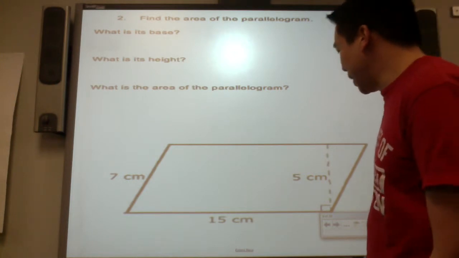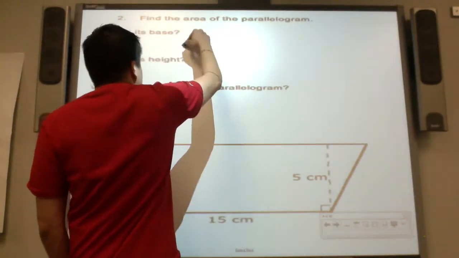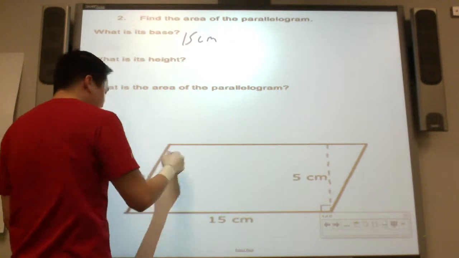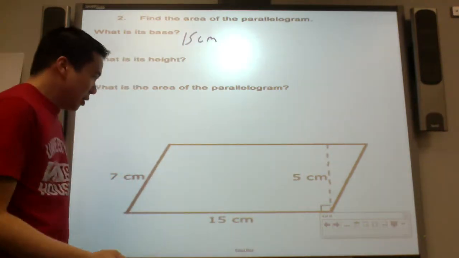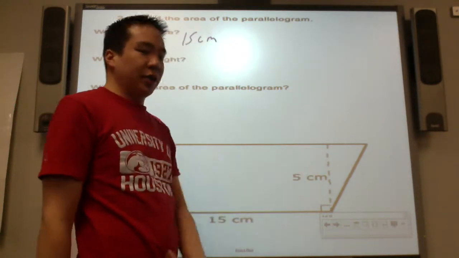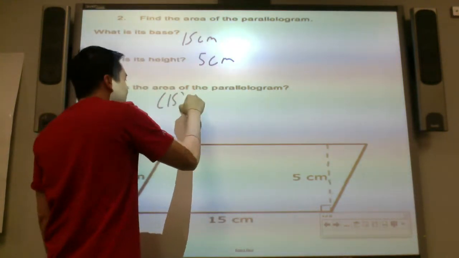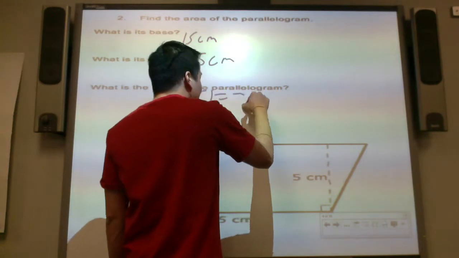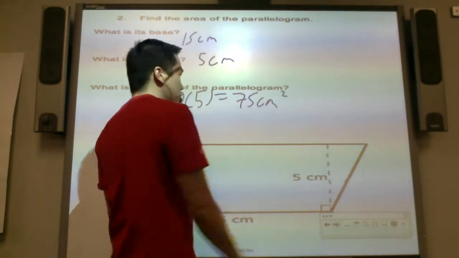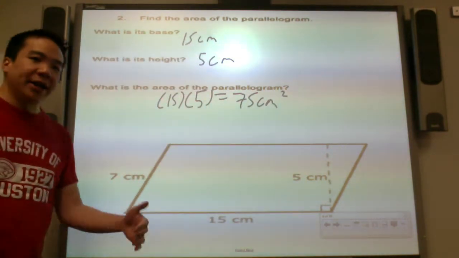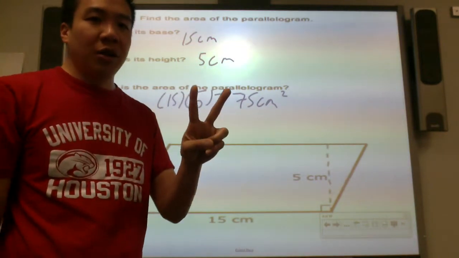Next one, what is the base? Base is 15 centimeters. What is its height? Ooh, which one is it? Oh, height is standing straight. So it's 5 centimeters. So 15 times 5 is 75 square centimeters. That is the area. Again, to find the area of a parallelogram, you just multiply the base and height.